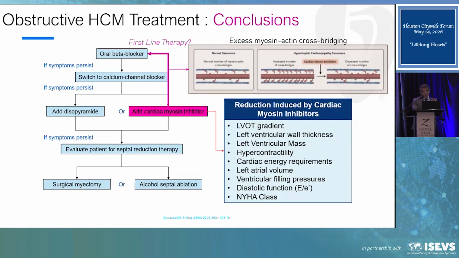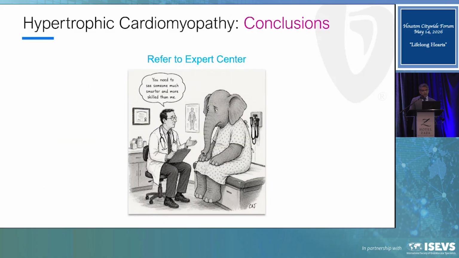So again, I think the paradigm shift now is, in those patients with obstructive HCM, should we think about cardiac myosin inhibitors first? Probably so. They have a number of downstream effects, which we won't get into, that are on the right. But in careful, experienced hands, I think myectomy needs to be considered up front as well. And with myectomy, consider referral to an expert center. Thank you.